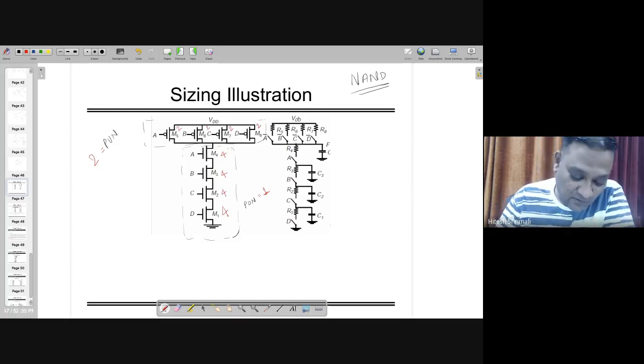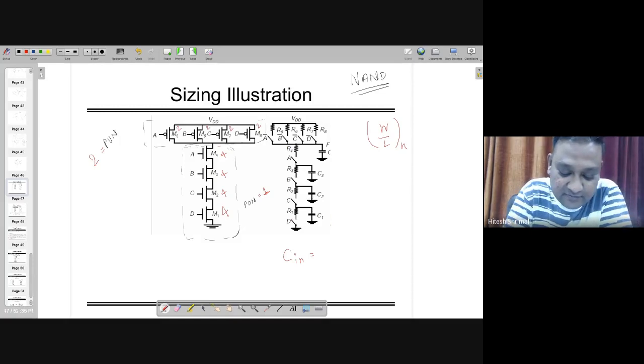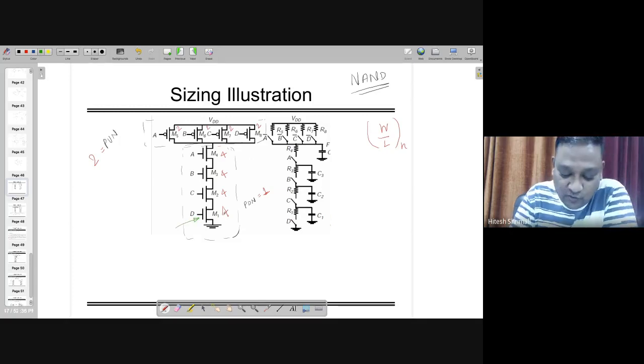Okay. One more question I am going to ask. Let's assume that everything is normalized with W by L of N. Till now you understood from these numbers which I am writing. Can you tell me what will be the input capacitance, just looking at the power down network? Okay, let's make this question maybe another way. If I am looking into this, if this is 4, what will be the capacitance?